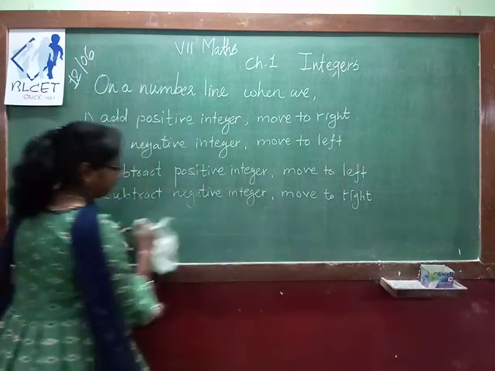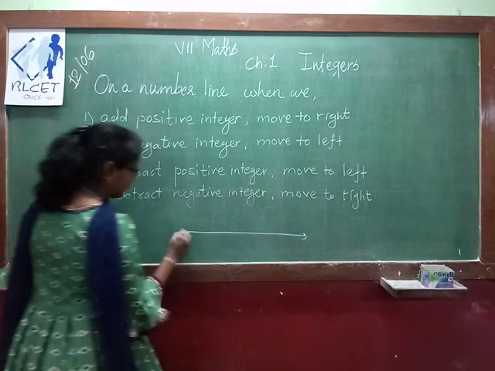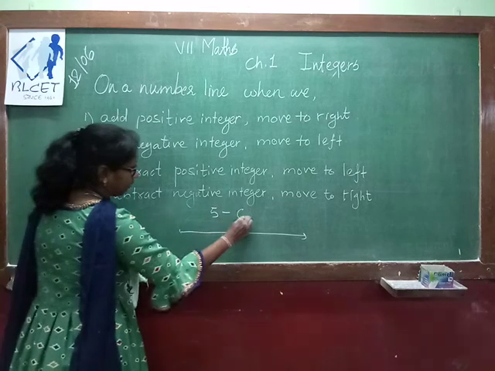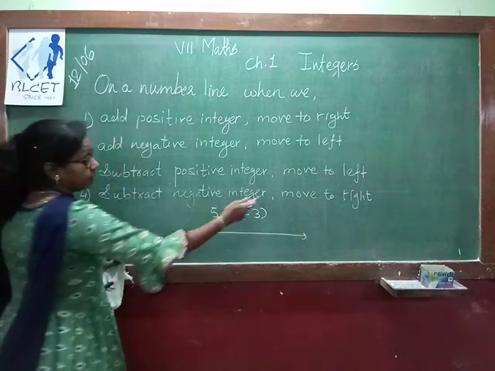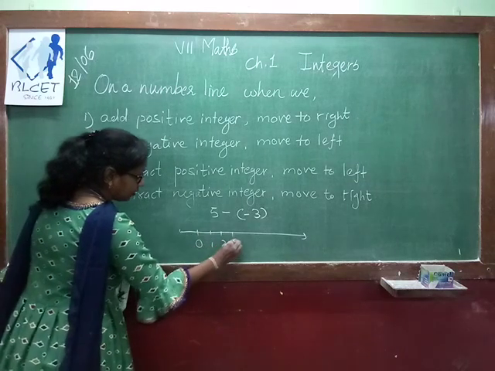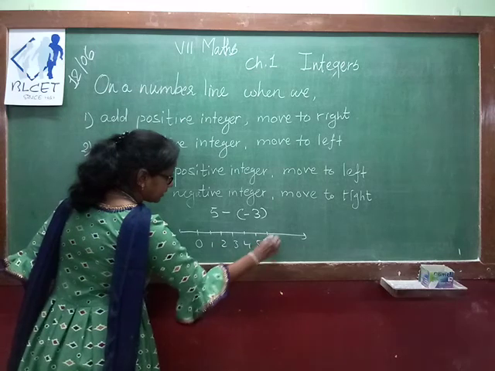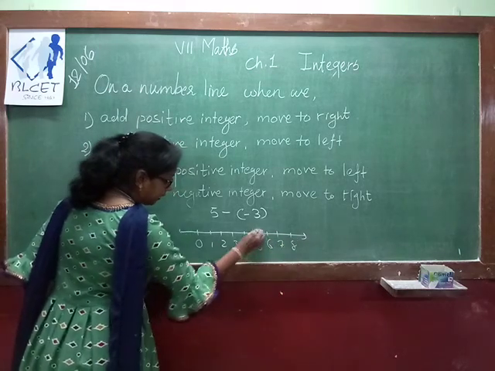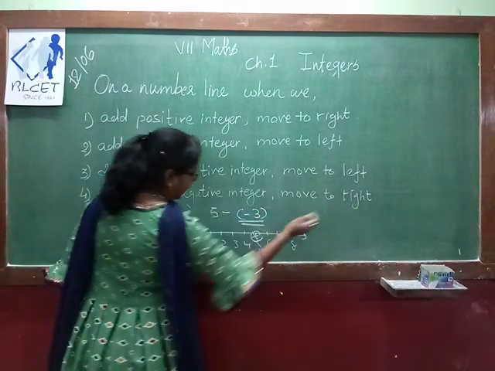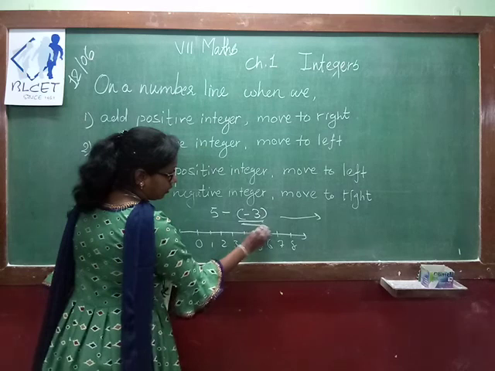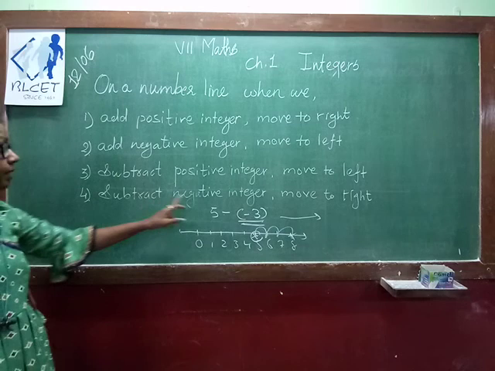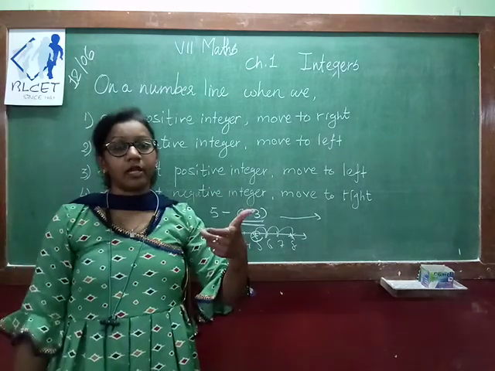Now subtract negative integer. Let's see. Same example we will take. You have 5. Subtract negative. Again, we have to move in the right direction. So 0, 1, 2, 3, 4, 5, 6, 7, 8. Here it is your 5. Subtract negative integer. We have to move to the right. Right means this direction. 1, 2, 3. So what answer are we getting? 8. Why? Because we are subtracting negativity. So obviously your positive value will increase.